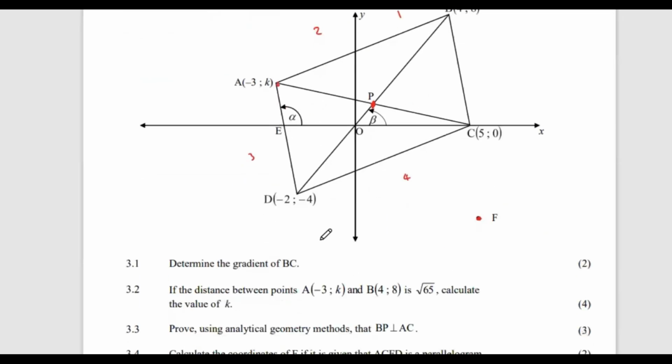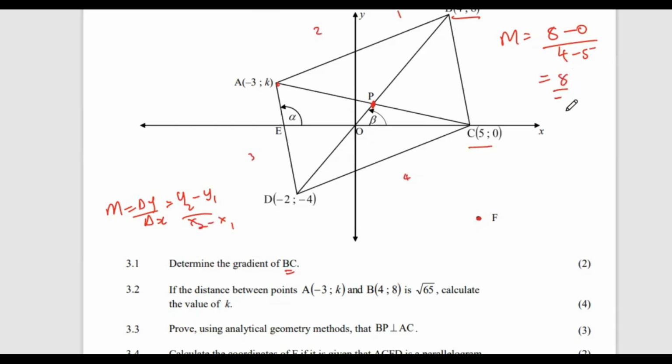Then they want us to get the gradient of BC. We know that gradient is normally obtained by the change in y over the change in x: y2 minus y1 over x2 minus x1. When you look at BC, we have (4, 8) and then (5, 0). So that's going to be 8 minus 0 over 4 minus 5. That is 8 over negative 1, and then our gradient becomes negative 8. So that is the gradient that they need here for BC.